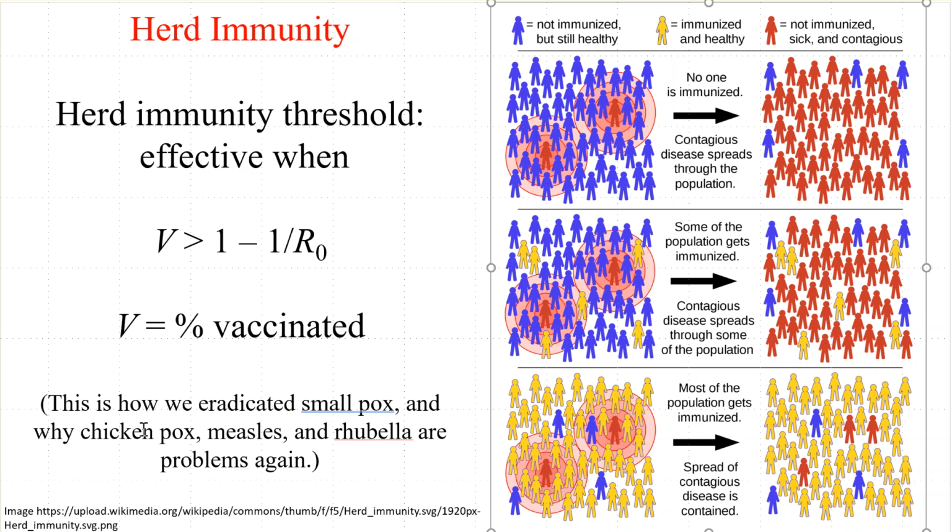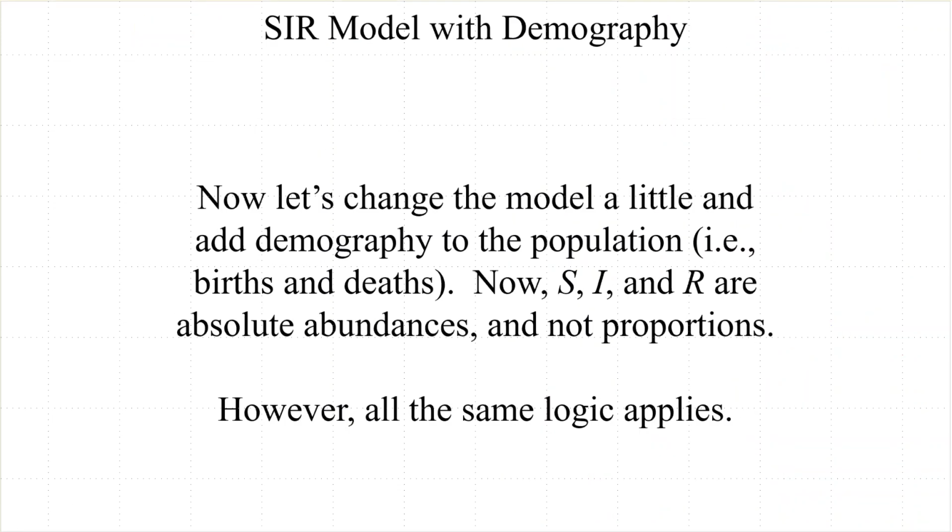Right? This is how we eradicated smallpox in the human population. That is why smallpox is now extinct in the human population. It's also why chickenpox and measles and rubella are becoming a problem again, because people aren't vaccinating their kids against these childhood diseases. You're seeing a much greater prevalence of them worldwide in the last decade.